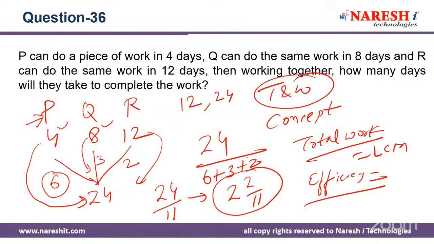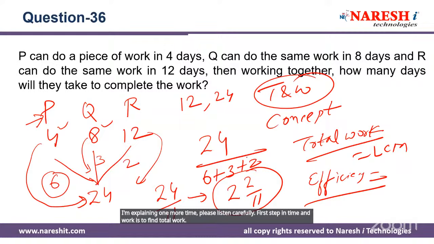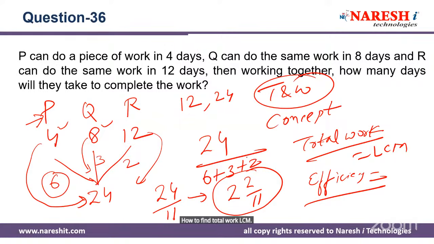I'm explaining one more time. Please listen carefully. The first step in time and work is to find total work. How to find total work? LCM. After finding LCM, find the efficiencies of individual persons. How to find efficiency? That LCM is what multiple of the time taken by the first person. 24 is what multiple of 4? 6. Then P can do 6 units of work in one day.